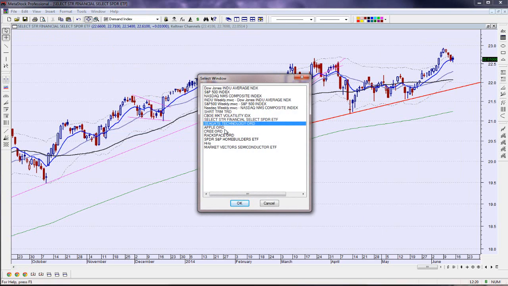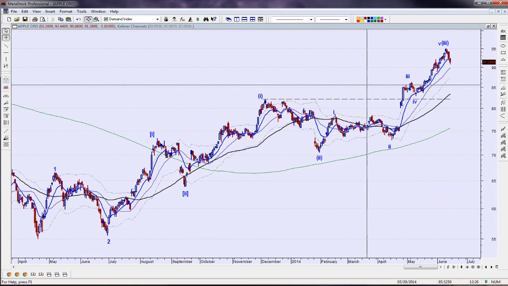We're going to take a look at Apple, CREE, Rackspace, and Seagate. I always want to say Storage Technology, Seagate Technology. All right, so let's start off with Apple. Did I look at everything? Yeah, I did. Okay.